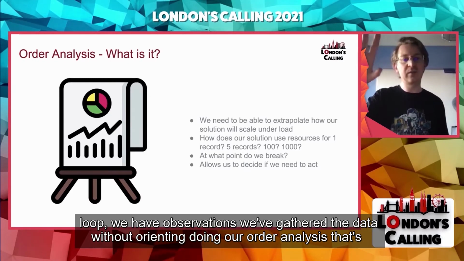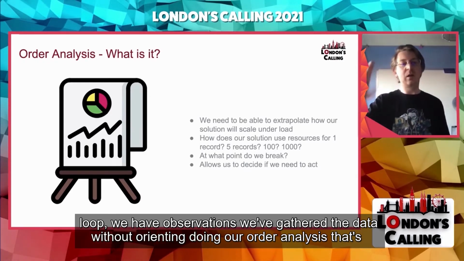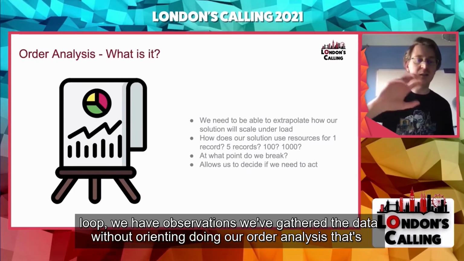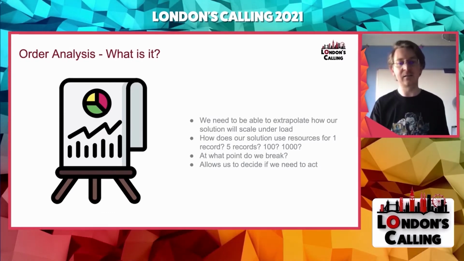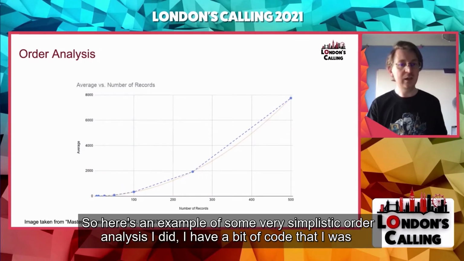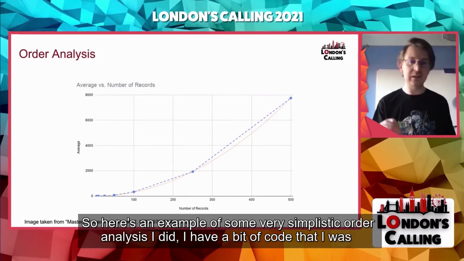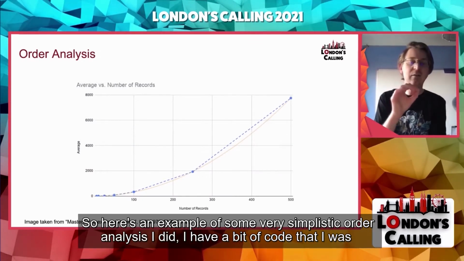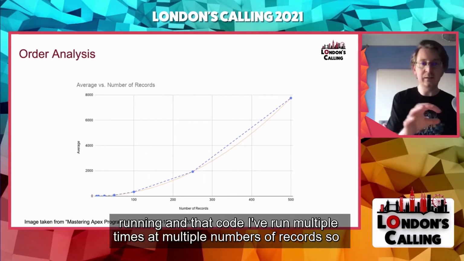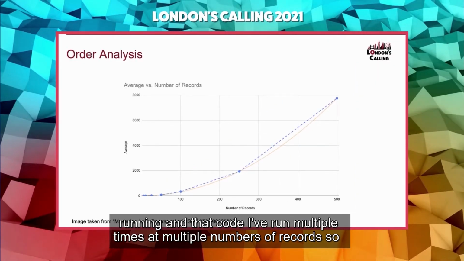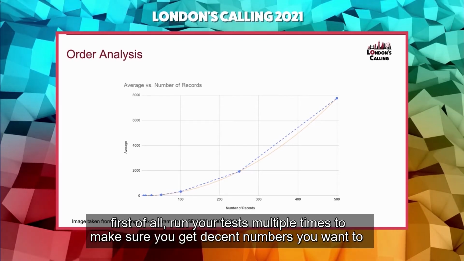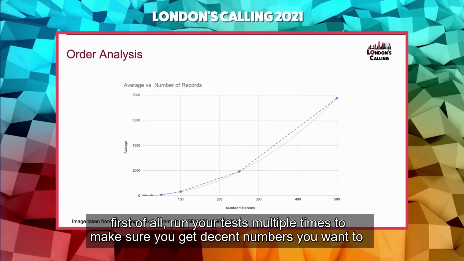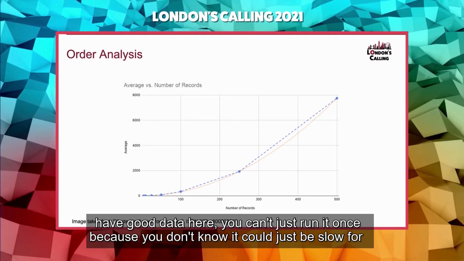We have observations where we've gathered the data. We're now orienting, doing our order analysis that's then going to feed into that decision-making piece and tell us if we need to act. So here's an example of some very simplistic order analysis I did. I have a bit of code that I was running, and that code I've run multiple times at multiple numbers of records. So first of all, run your tests multiple times to make sure you get decent numbers. You want to have good data here.